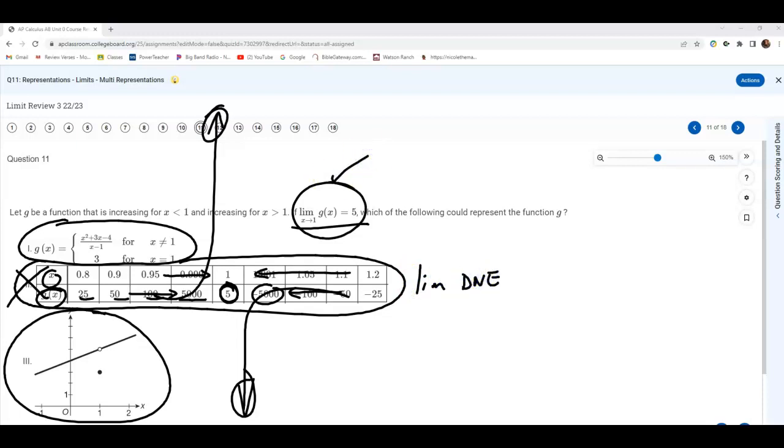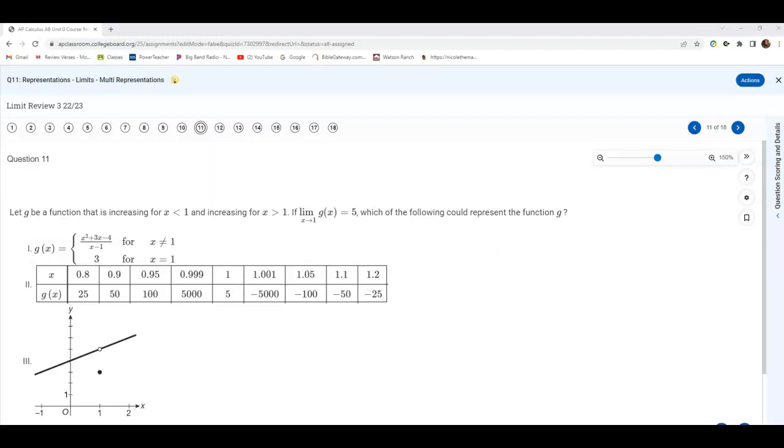All right? Now let's take a look at number 3. On number 3, the limit as x approaches 1 from the left and right is 5. That's correct. We are approaching the y value 5 as I get closer and closer to that spot. And so, yes, this can be 3. That's a good one. Yes? No. All right, I'm going to have to erase, but we'll remember that. Let's go ahead and check out number 1, though.